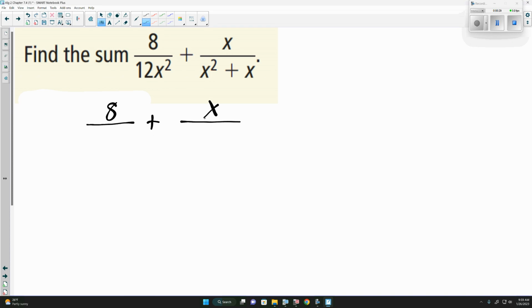8x. So for this, we want to factor the denominators first so we can figure out what the least common multiple or least common denominator is going to be, or really get it so the denominators are the same. Now 12x squared is as simplified as it gets. We can't factor that at all. On the other side, x squared plus x, we can factor an x out of both terms. If we factor an x out of x squared, we're left with x, and x from x is 1, so we get x times x plus 1.